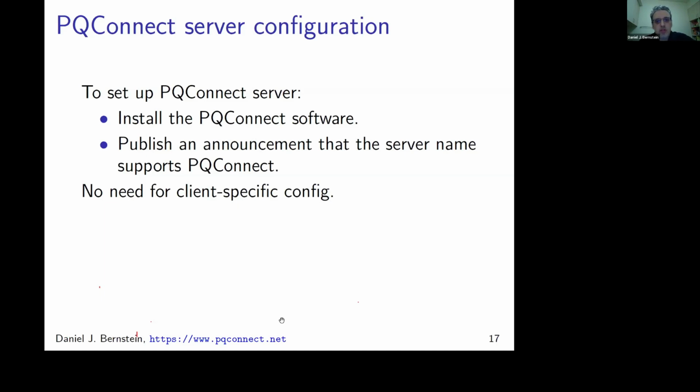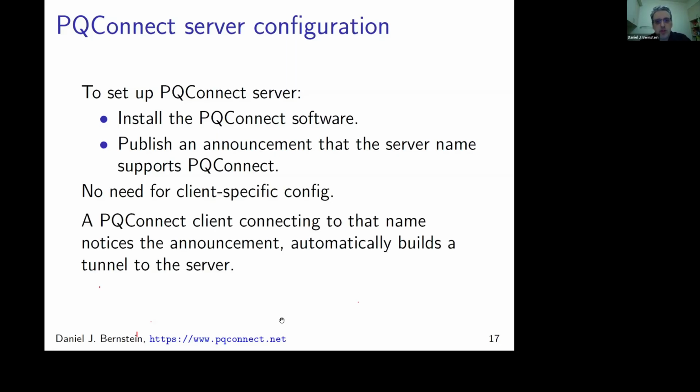Just like when you're setting up a TLS server, you can say I want to limit it to particular clients, but the normal way to protect as much data as possible is to say everybody's allowed to make a secure connection to me. Okay, if somebody's machine on the other end is connecting to your server and runs PQConnect, then it sees, aha, you're supporting PQConnect on your server, and then it creates a PQConnect tunnel.